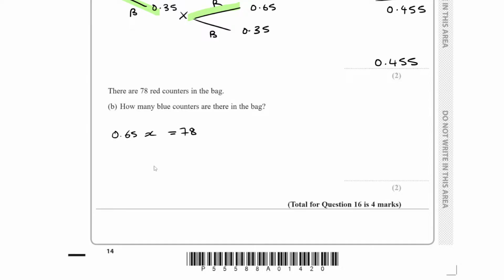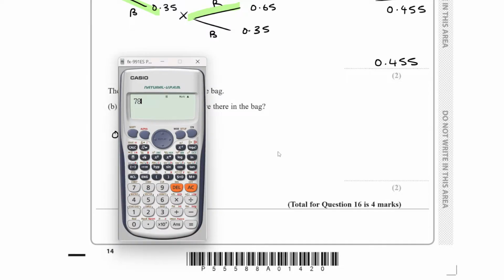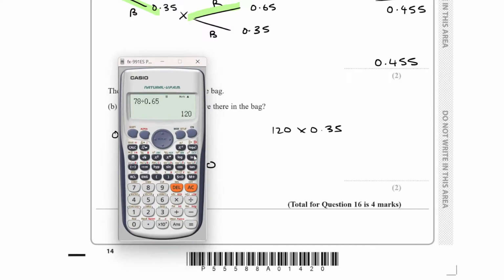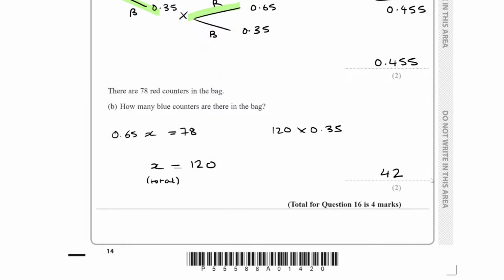Let's say X is the total number of counters. Obviously, this is reverse percentages then, isn't it? 78 divided by 0.65. So there's 120 in total. That's the total. We want to obviously know just the blue ones. So we want to know 0.35 or 35% of the 120. Times that by 0.35, 42. Should be your answer. Yep, 42 exactly.